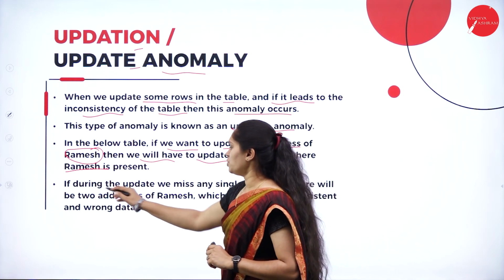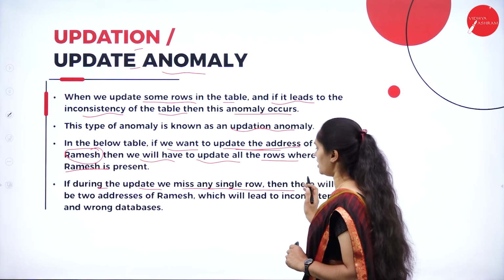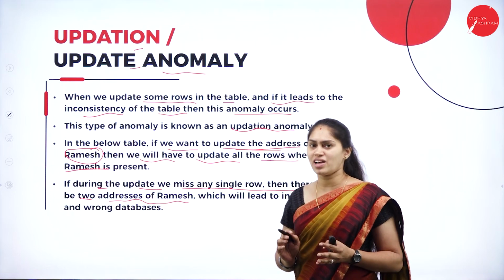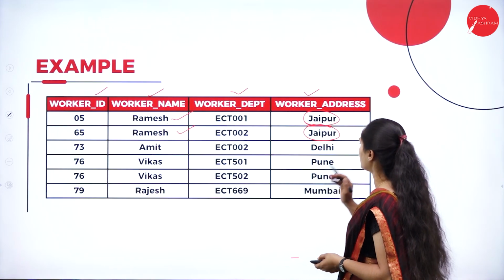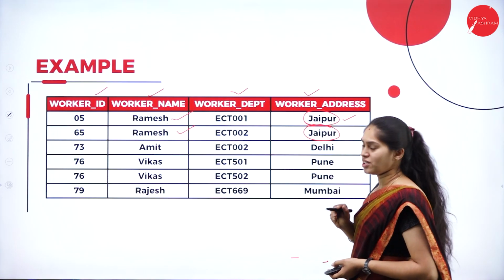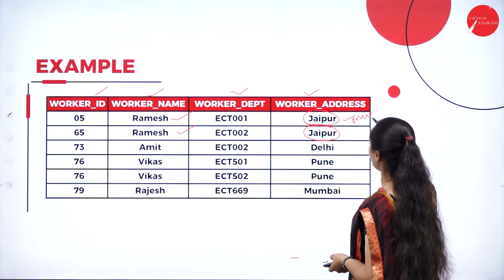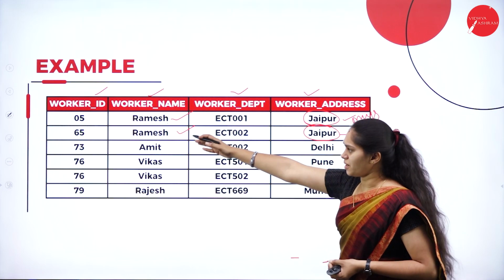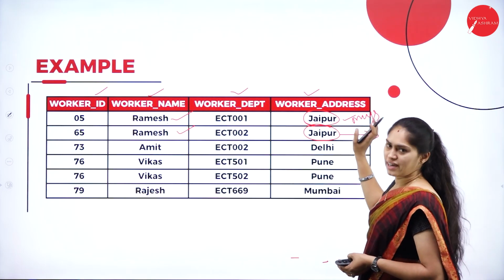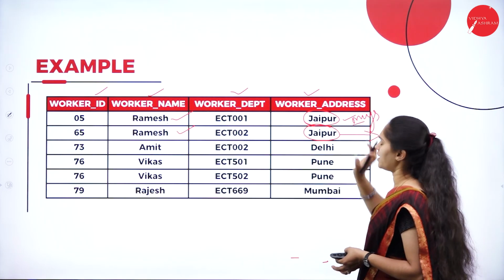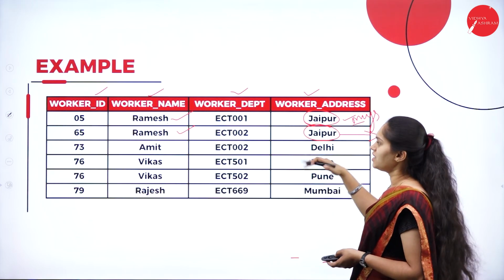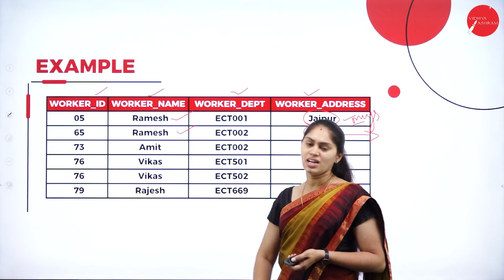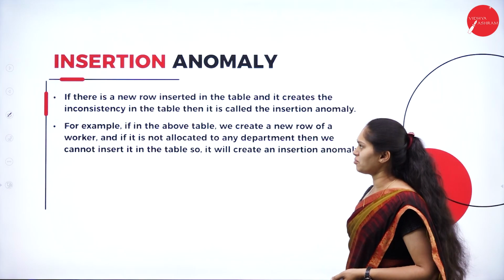So that if during the update we miss any single row, then there will be 2 addresses for Ramesh. Imagine that it is now Jaipur, and I wanted to make it Mysore. If I miss this row, we can see that Ramesh has 2 addresses: one is Mysore and another one is Jaipur. So that kind of anomaly will be considered as what? Update or updation anomaly.